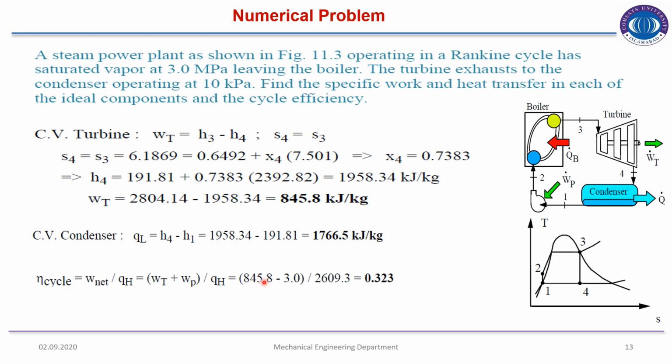So WT is 845.8 minus 3, divided by QH, which we calculated in the previous slide as 2609.3. So the efficiency of the cycle is 32.3%.